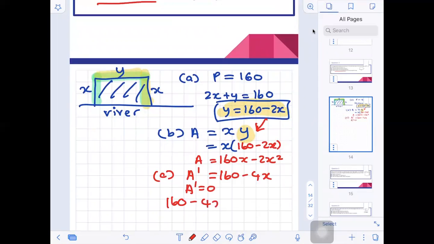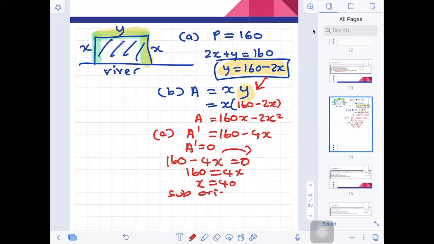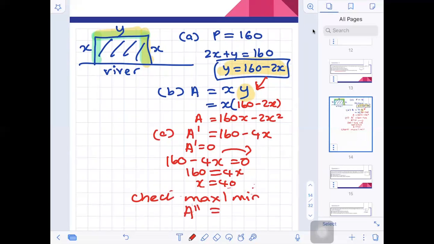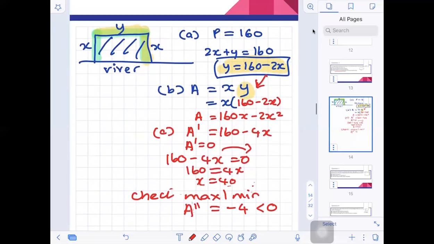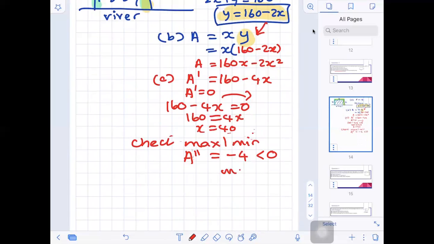So 160 minus 4x equals 0. 160 equals 4x when you bring it over. X is 40. You sub into the original. Okay, so actually we don't need to sub into the original yet because that would be when we are answering the question. So only if needed. So we know the width is 40. So we have to check if it's a maximum or a minimum. Now it's very easy to differentiate twice. So differentiating that, you get minus 4, which is less than 0, that means it will be a maximum at x equals 40.